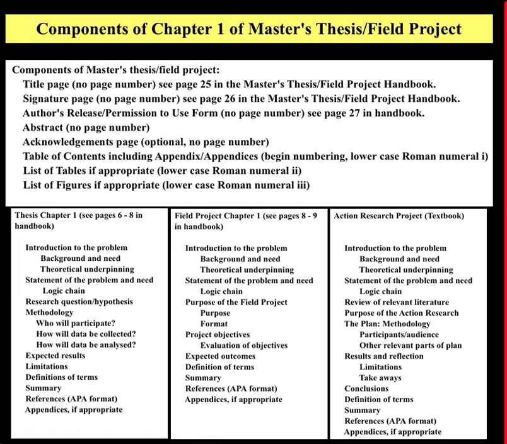You'll have results and reflections on your results, limitations of the project, what the takeaways may be from the project, conclusions, definition of terms, summary, references in American Psychological Association format, and appendices, if in fact they are appropriate. So those are the components of either a thesis, a field project, or an action research project. And again, they are outlined very specifically in your master's thesis field project handbook and chapters 1, 2, and 3 of your textbook.